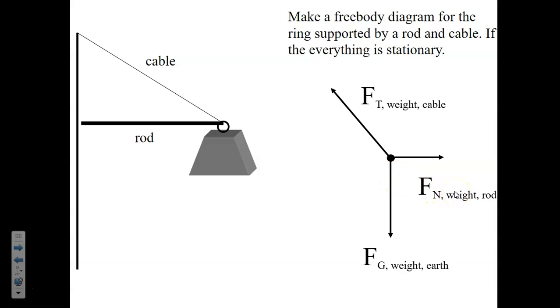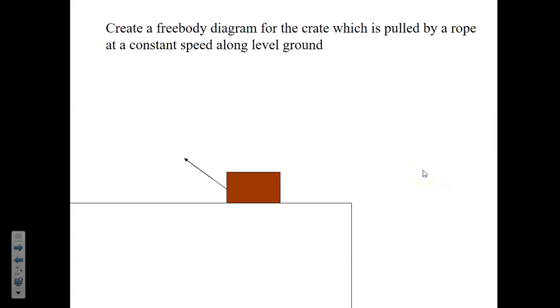Okay, showing you just what I showed you. Looking at this, we can break this apart into component vectors. Now I can say that my vertical component of tension cancels out with gravity, and my horizontal component of tension cancels out with the normal force. So that's just an example of seeing that.